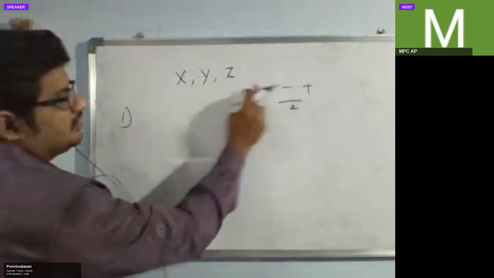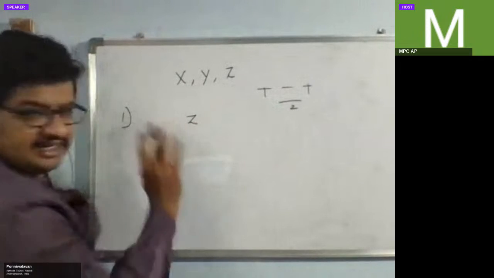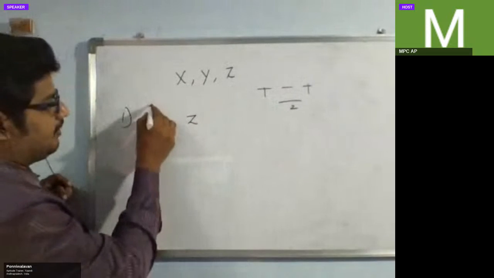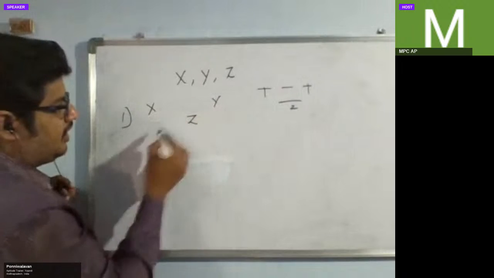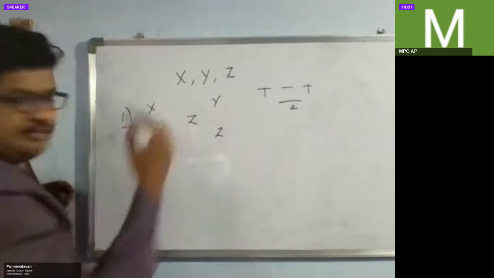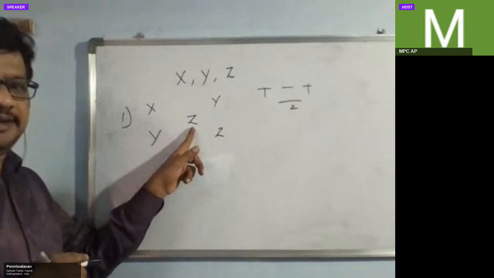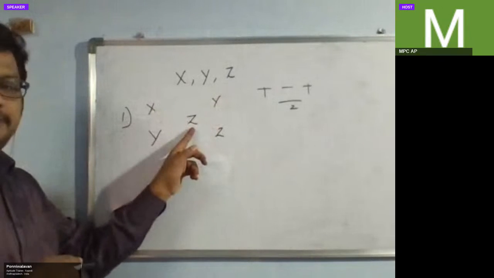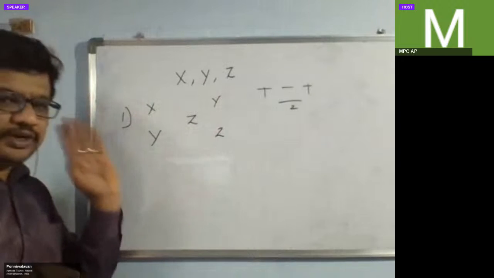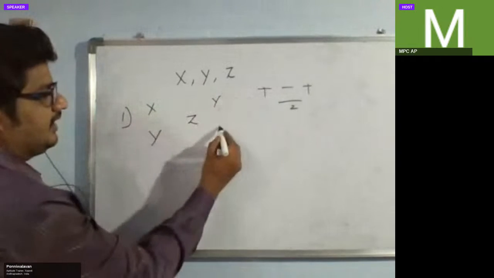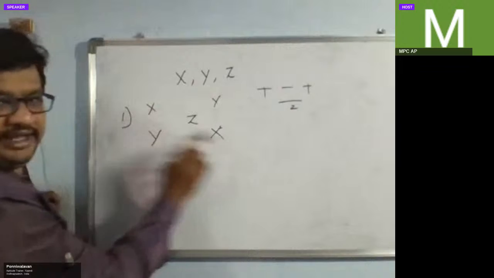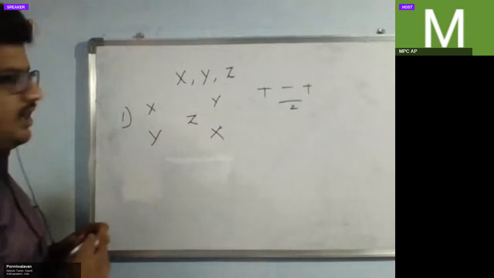So the middle number is Z, that is confirmed. But whether it is XY or YX, that is the problem, right? Because the average for these two has to be the middle number. So our problem is, it has to be XZY or YZX.